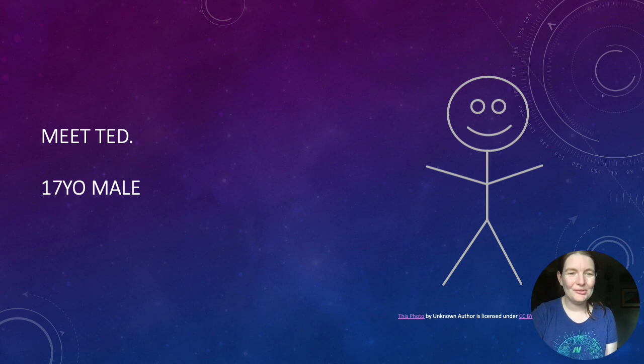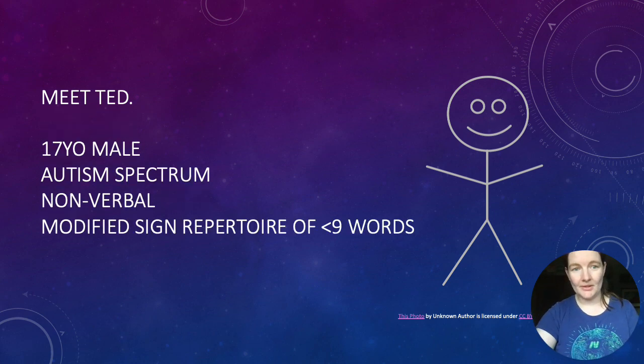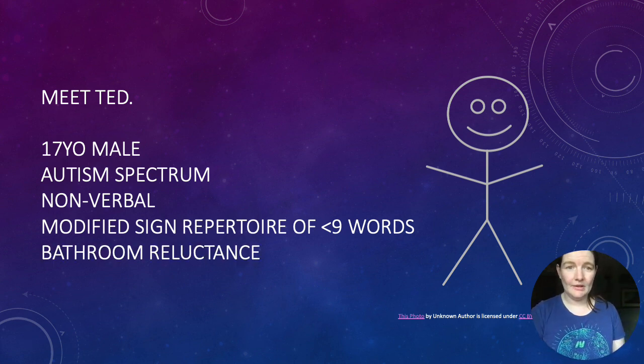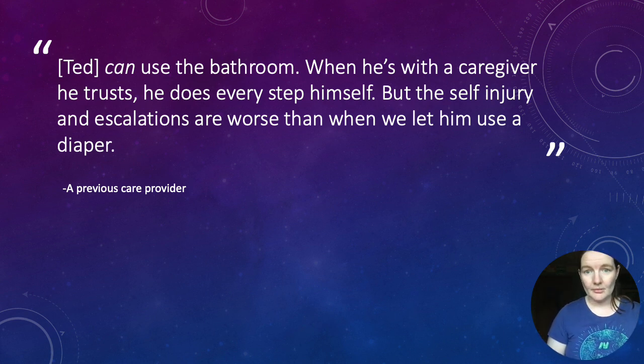He's a 17-year-old male with autism spectrum disorder. He currently presents as nonverbal with a modified sign repertoire of less than 9 words. He's also been showing bathroom reluctance, and generally refuses to even go into the bathroom before engaging in SIV.